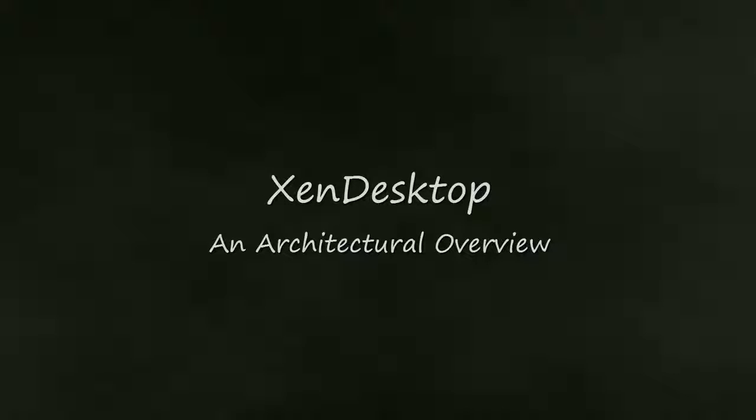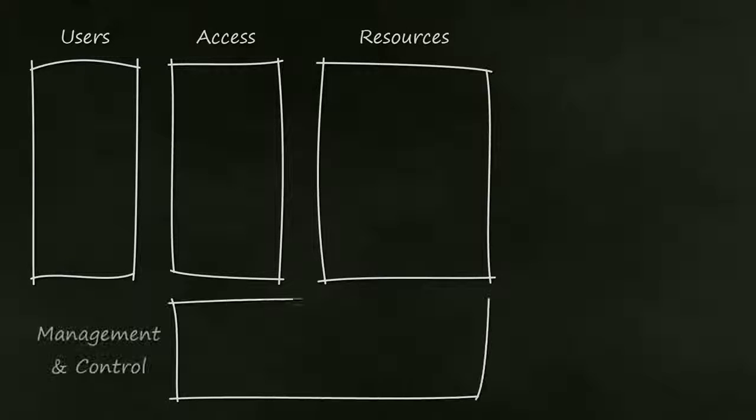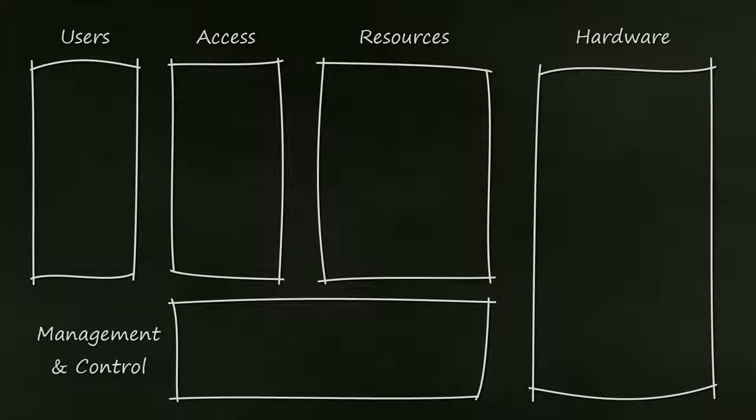Before we begin walking our way through a XenDesktop implementation, we need to have a basic understanding of the conceptual architecture. Every XenDesktop deployment can be broken down into 5 layers: users, access, resources, control management, and hardware. These layers, in addition to better aligning our design with our user requirements, also provide the flow of how we manage and deliver a desktop to a user.